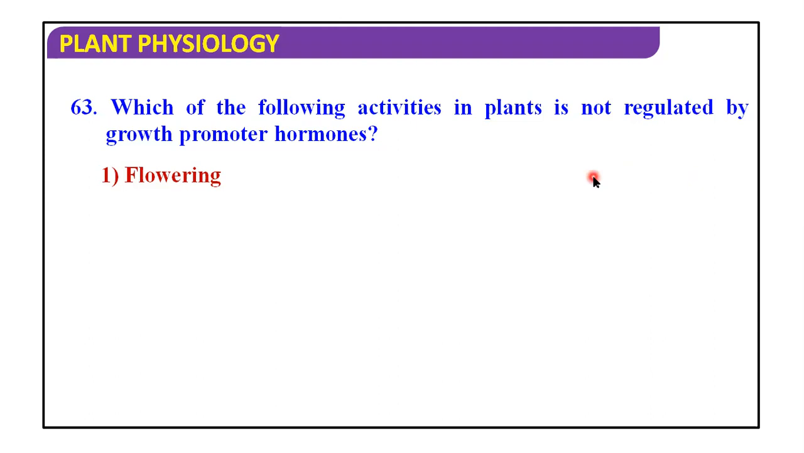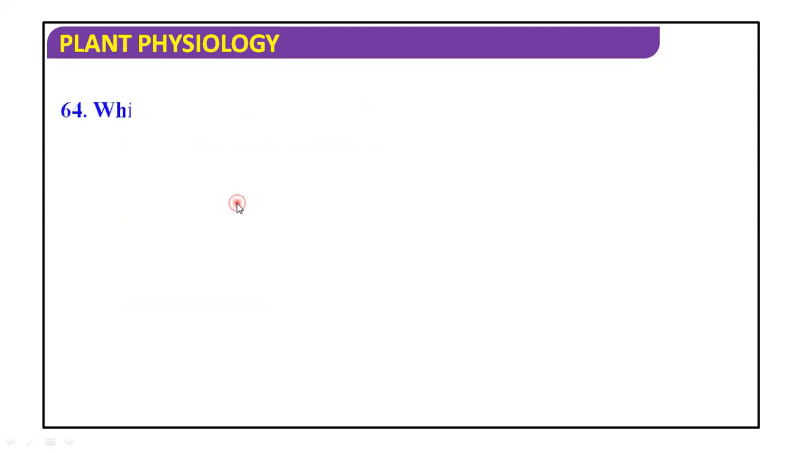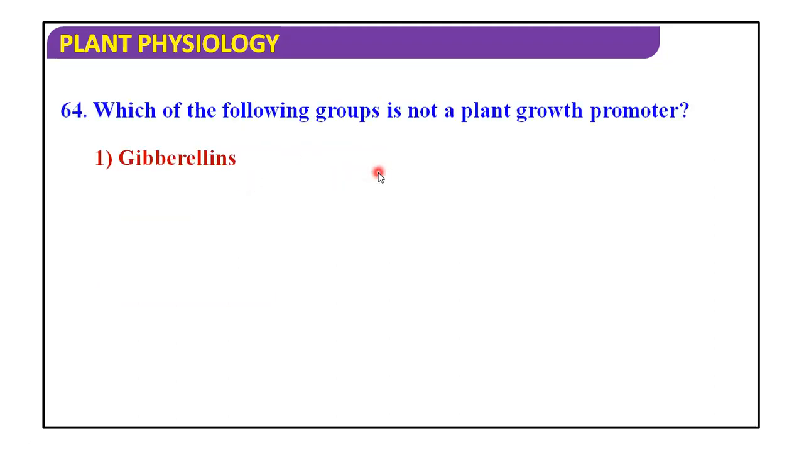We will see MCQs. Which of the following activities in plants is not regulated by growth promoter hormones? Flowering, fruiting, fruit fall, and seed formation. Answer is fruit fall. Which of the following groups is not a plant growth promoter? Gibberellins, abscisic acid, auxins, and cytokinin.